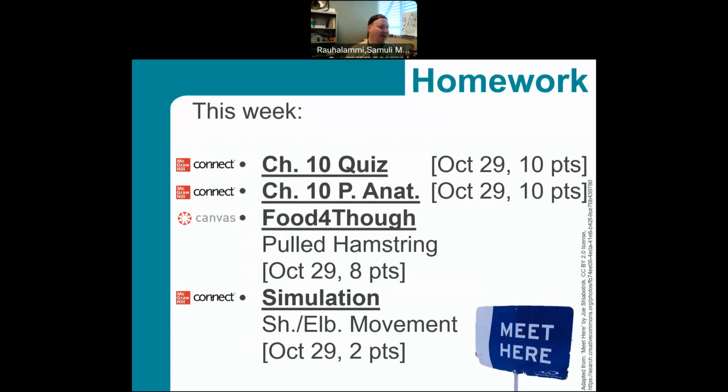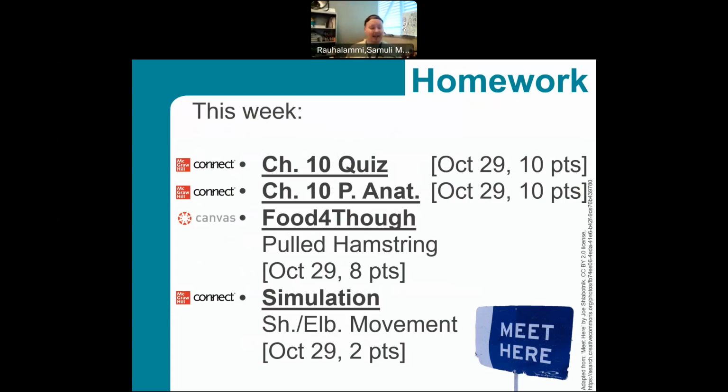So to have a look at our plan for this week for the homework, I'm looking for us to do 4 different elements. So it's a little busier week than our average week. The first 2 elements are things that you are already familiar with from the past. We're going to be doing a chapter quiz, and we're also going to be doing a chapter practice anatomy activity. You know that both of those are very worthwhile activities in terms of preparing for what might come up in the exam.